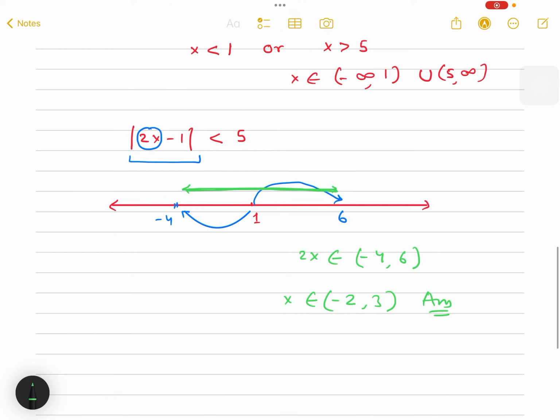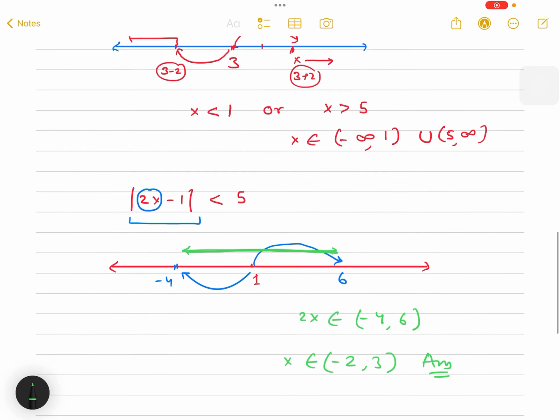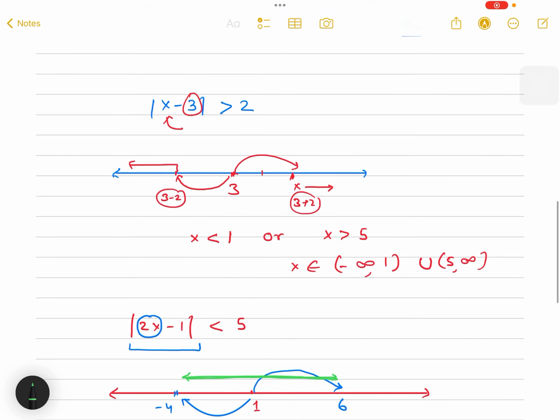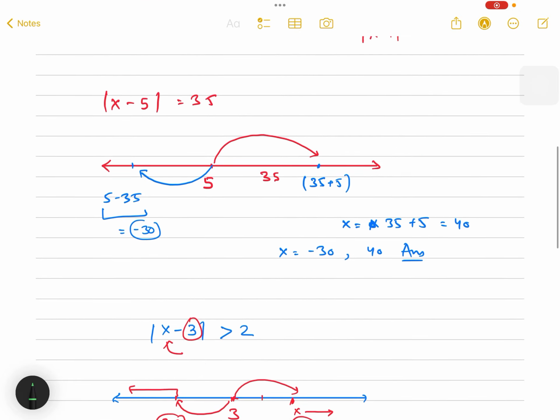Hope it clears how exactly we use modulus as a distance and how quickly we can solve the modulus equations. In the next videos, we will be looking at little more difficult aspects of the modulus.